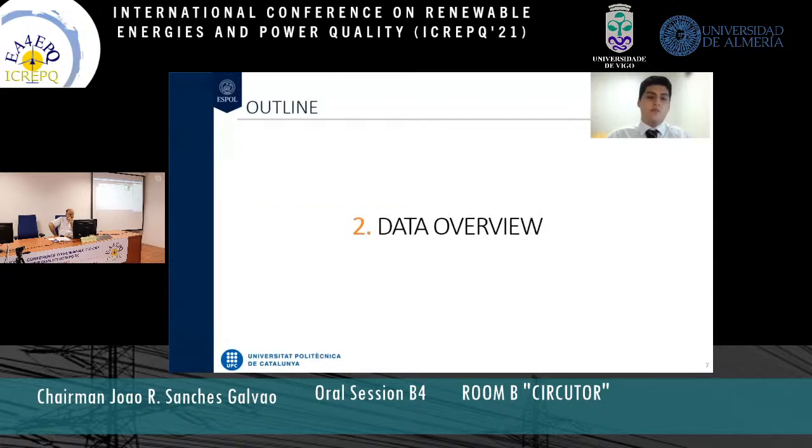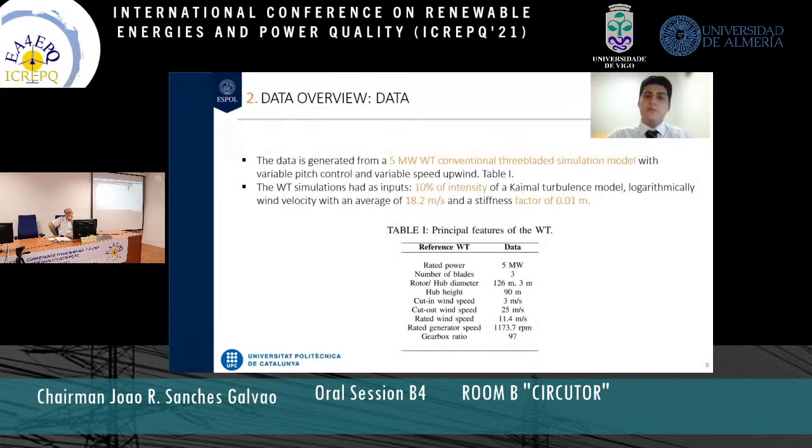Let's see Section 2, the data overview. The data is generated from a wind turbine simulation model, with variable pitch control and variable speed. The main features of the simulated wind turbine are shown in Table 1. The elastic simulation software, FAST, is used to model the wind turbine. While traditionally the sampling time in a SCADA system is 10 minutes, in this work it is proposed to reduce it to 1 second, using sensors with a frequency of 1 Hz.